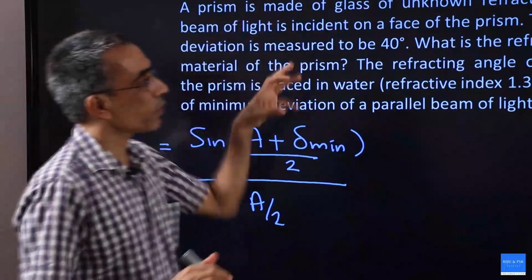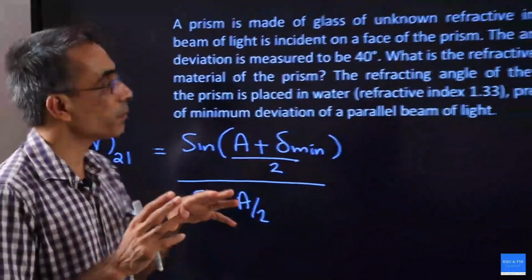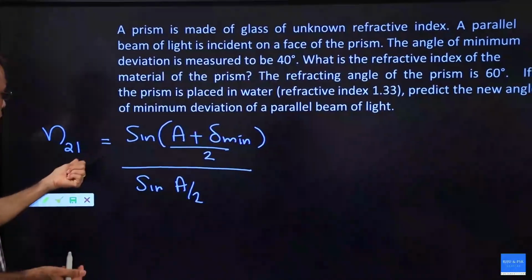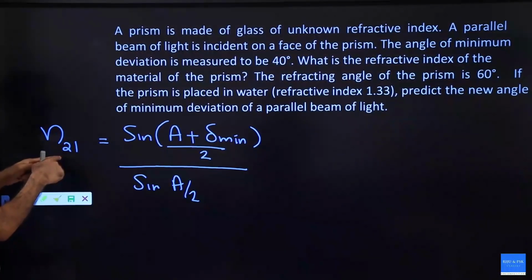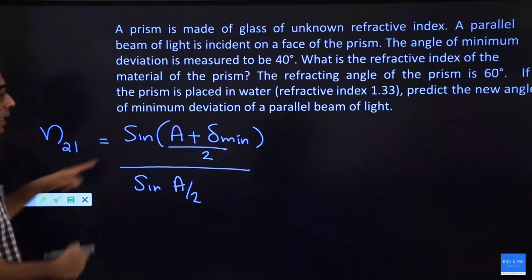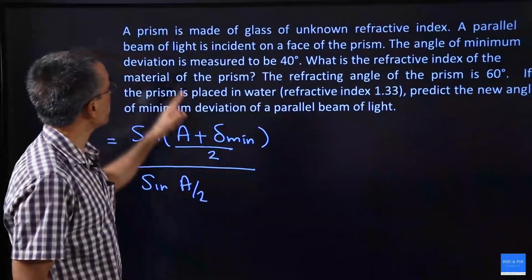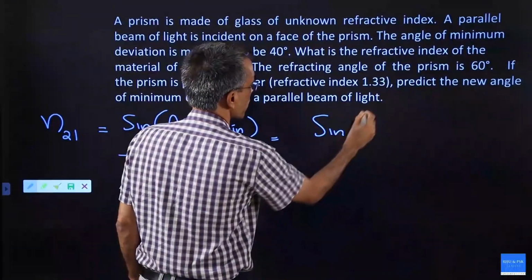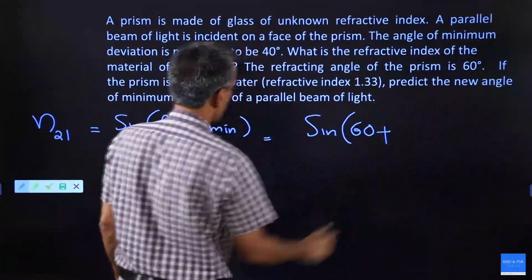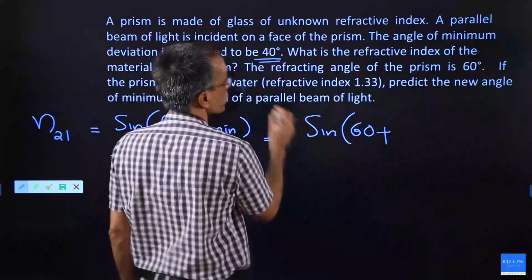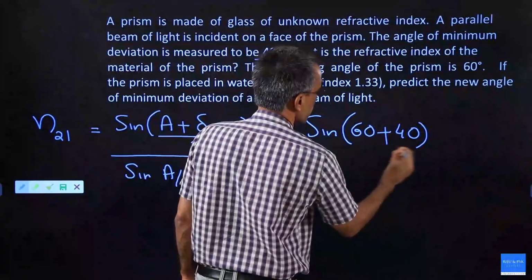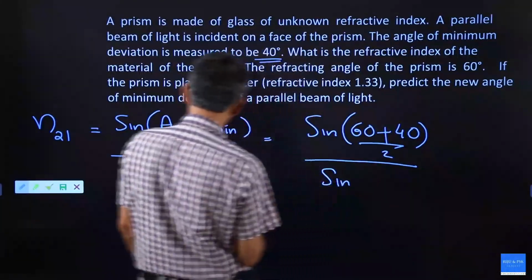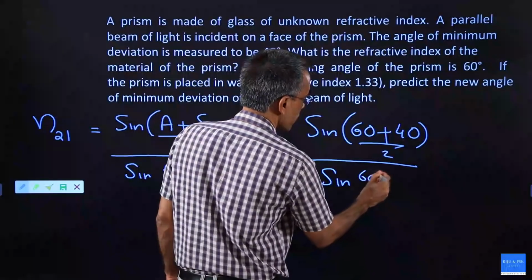In the first case, there is a mention of prism, but the medium is not given, so we will take the medium to be air. So n21 is the refractive index of the material with respect to air. A is given as 60 degree, delta minimum is given as 40 degree. So this will give you sine of (60 plus 40) divided by 2 divided by sine of A by 2. A is given 60, divided by 2.